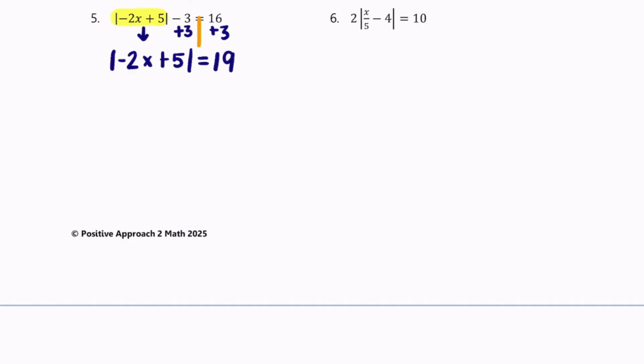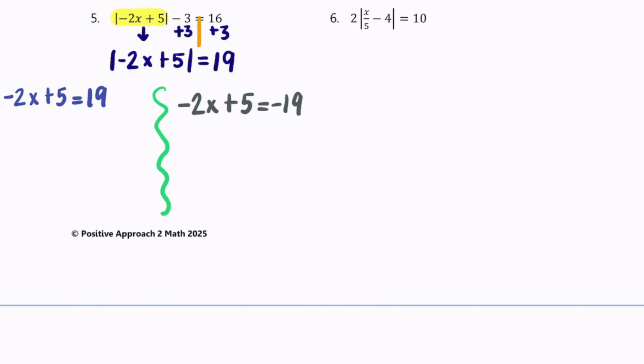Now is that absolute value by itself on the left-hand side? And now the answer, you hopefully all agree, is yes. So I'm ready to set up one equation. All I do is drop the bars. And then for my second equation, I will drop the bars on the left, and I change that 19 to negative 19. Now we're ready to solve both of these. Hopefully from here you're good to go.